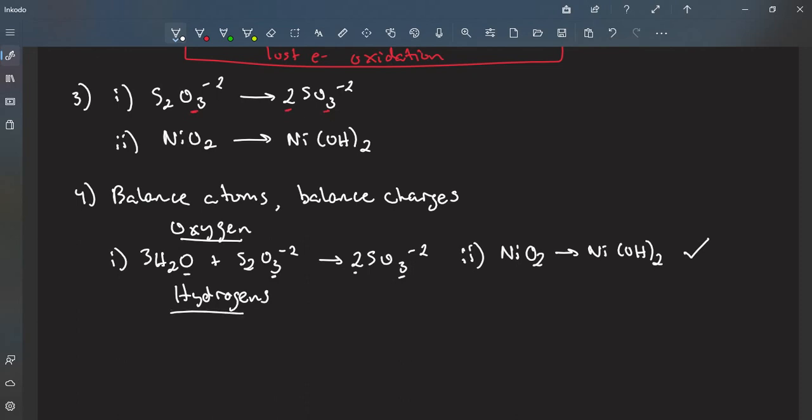hydrogens. Okay, first reaction. Let's count. We have 6 here and none here. So we have 6 hydrogens on the left and 0 on the right. That means to balance out the hydrogens, we're going to add hydrogen ions. And if there are 6 on the left and 0 on the right, we should add 6 to the right to balance it out. So it'll look like this.